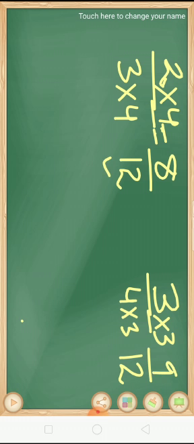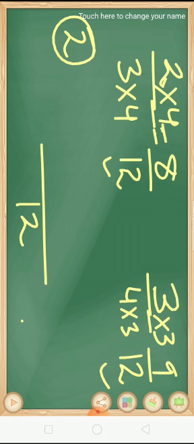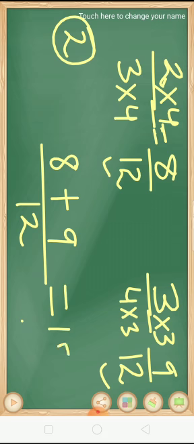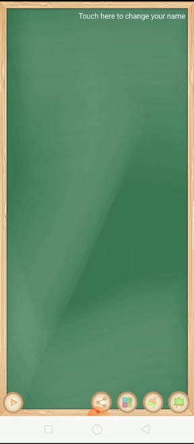Now as you can see, we have made the denominator same. Now if the denominators are same, the second step is to write the denominator as it is and simply add the terms present in the numerator. There is 8 and 9 in the numerator, so 8 plus 9 is 17, and here is your answer, 17 upon 12.